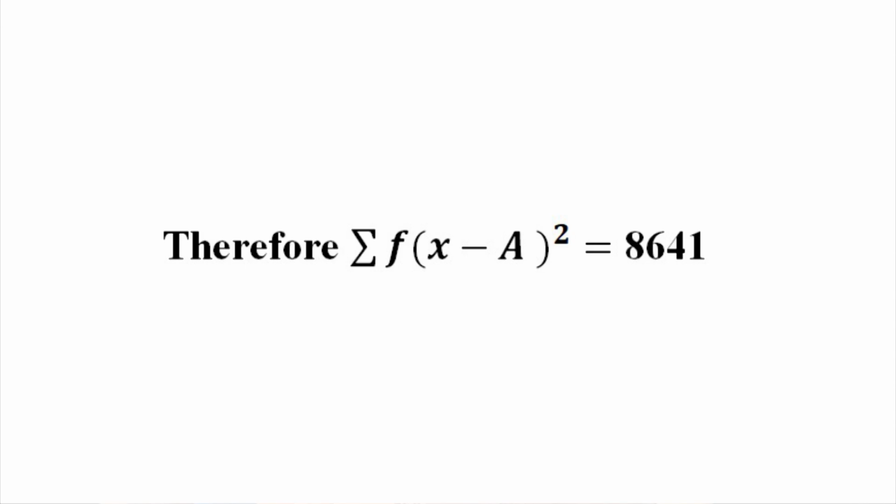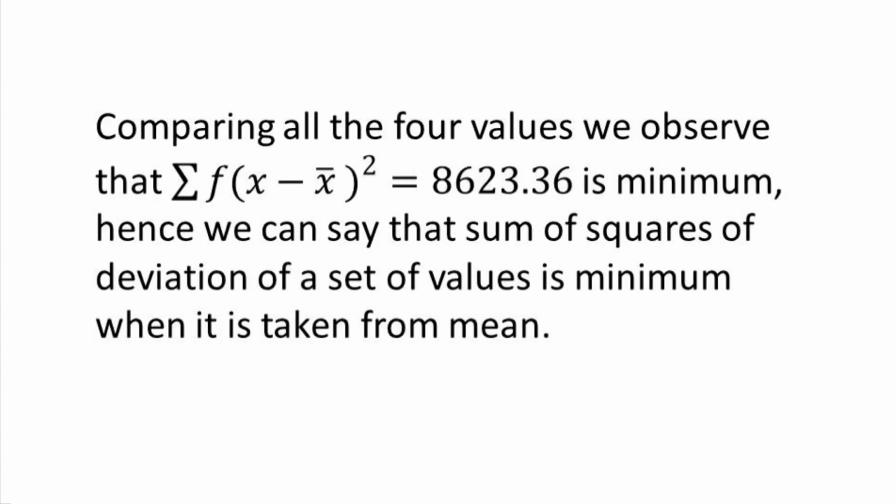Now, the sum of f into x minus arbitrary value square is 8641. Comparing all the four values, we observe that summation f into x minus x bar whole square, equal to 8623.36, is minimum. Hence, we can say that the sum of the squares of deviation of a set of values is minimum when it is taken from the mean.